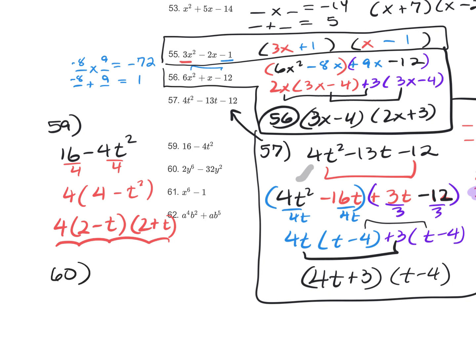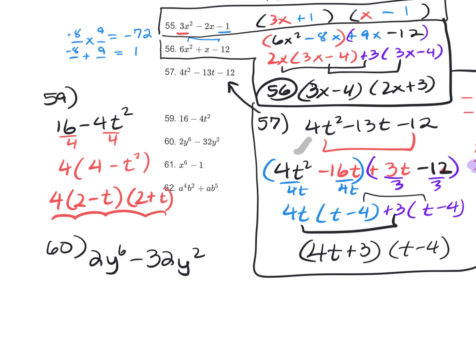For number 60, 2y to the 6 minus 32y squared. On this one, I can just pull out a greatest common factor. I'm going to divide it by 2y squared, and then I'm going to be left with y to the 4th minus 16.